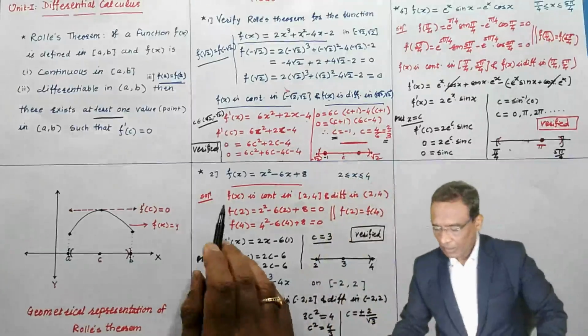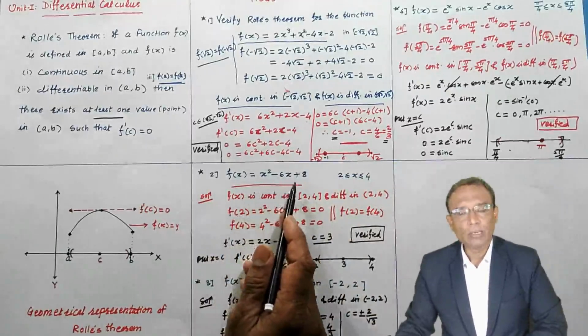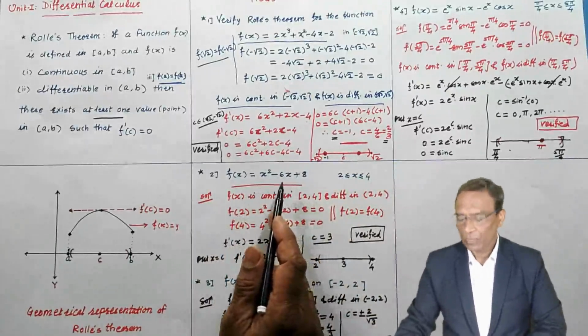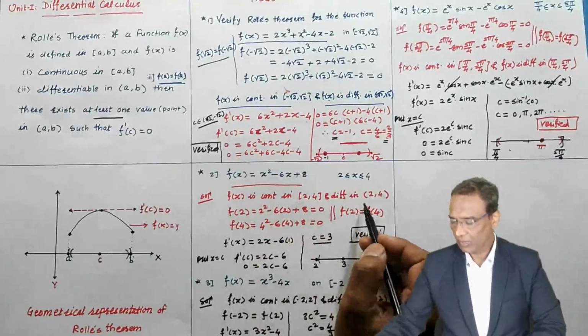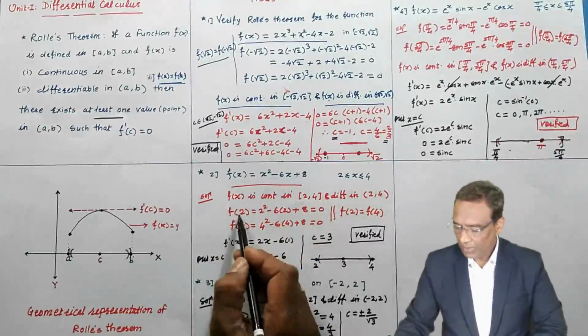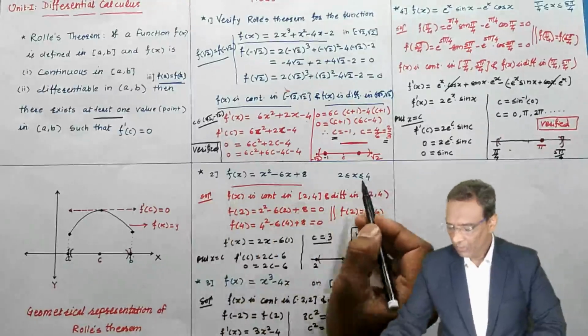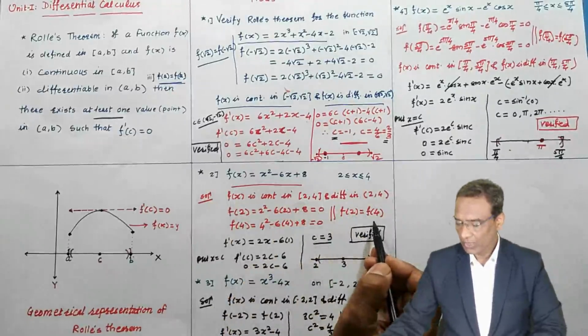Similarly, the second function is also a polynomial function. You can directly write that the function is continuous in the closed interval and differentiable in the open interval. F of A you can find, f of B you can find, and these two are the same. The third condition is also satisfied.